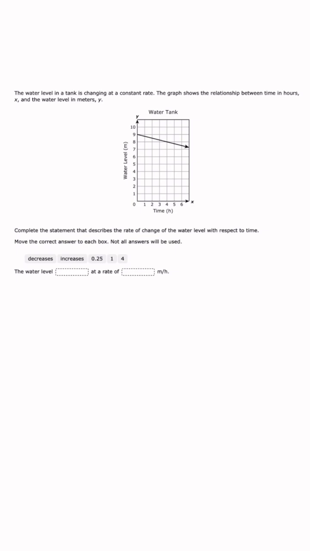So this question is asking for rate of change, okay? And I know that rate of change is really just the same thing as slope, okay? So we're going to be looking for rise over run. Now, we can go ahead and answer the first part of the question.